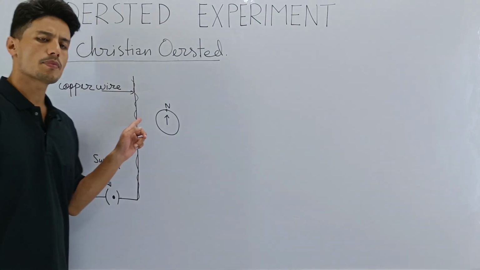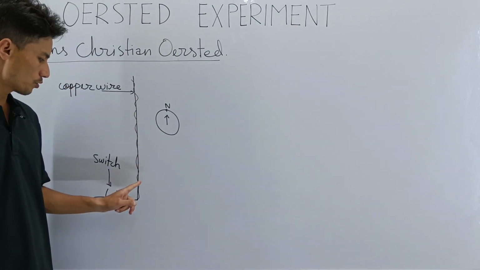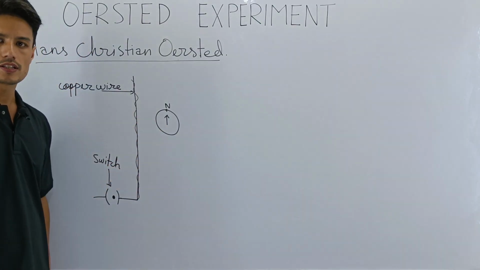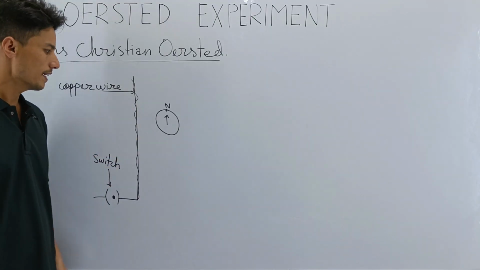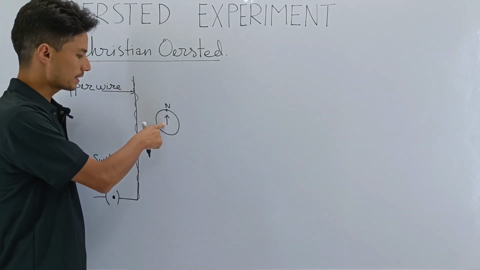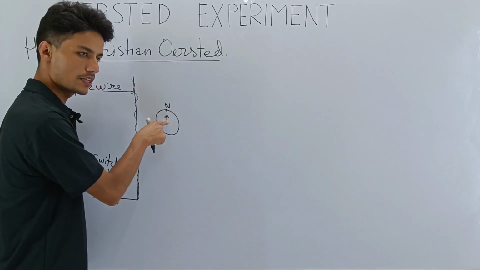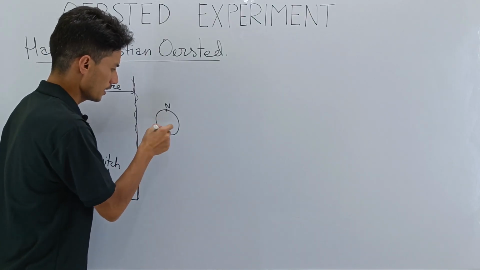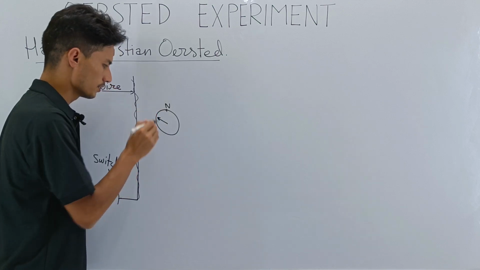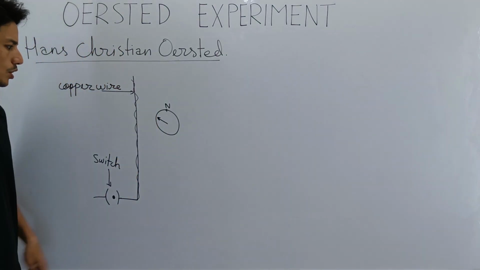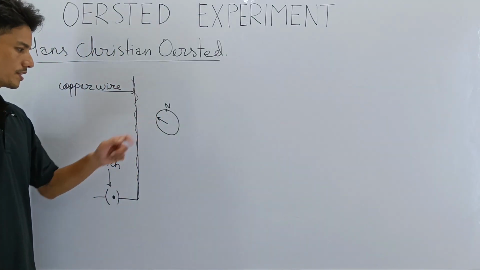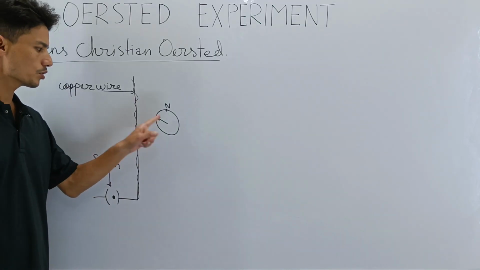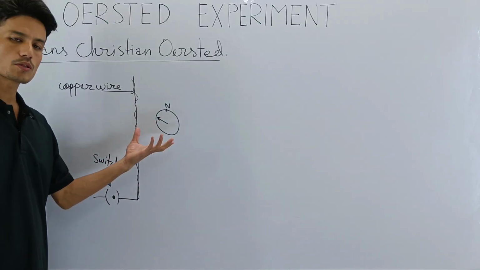When current flowed through this conductor, through this copper wire, Oersted observed a deflection in the magnetic needle. The needle from its usual point deflected like this. This caught the attention of Oersted, and Oersted wanted to know more.